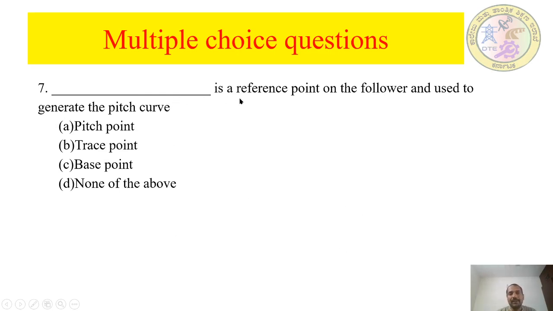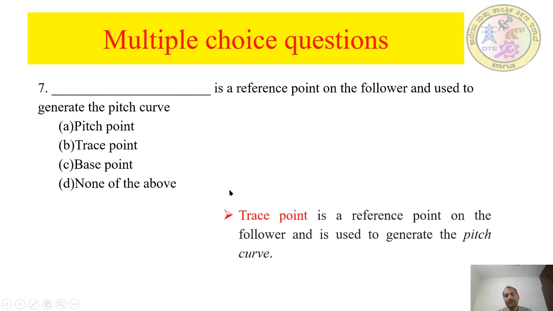Dash is a reference point on the follower and is used to generate the pitch curve. Options are pitch point, trace point, base point, none of the above. So we know trace point is a reference point on the follower and used to generate the pitch curve, right? So answer is B.